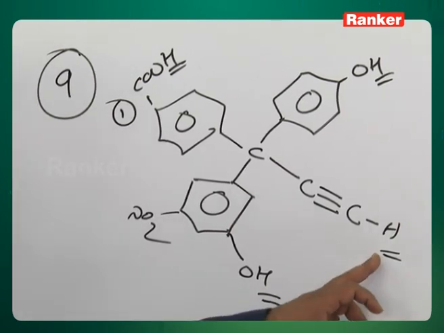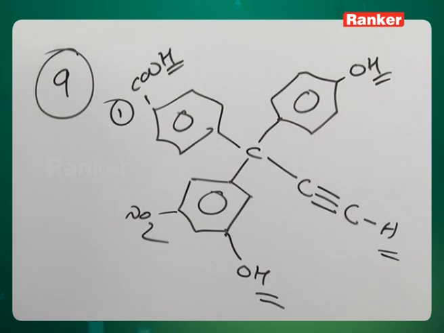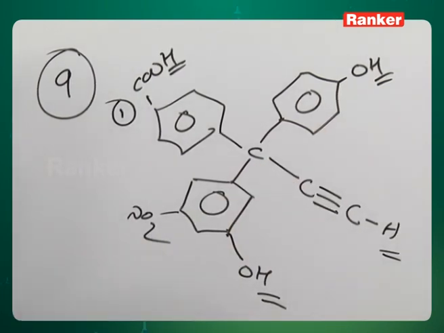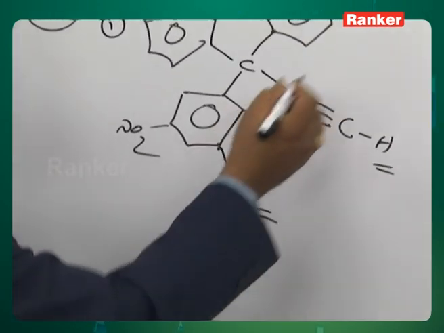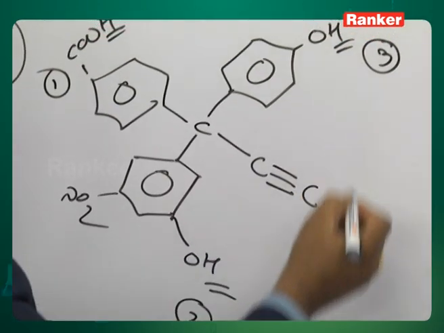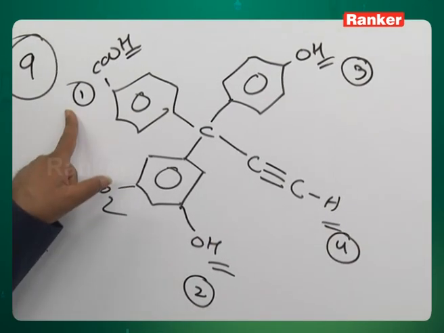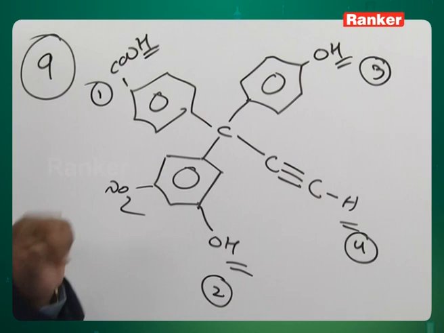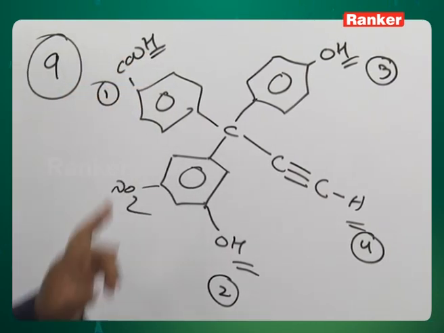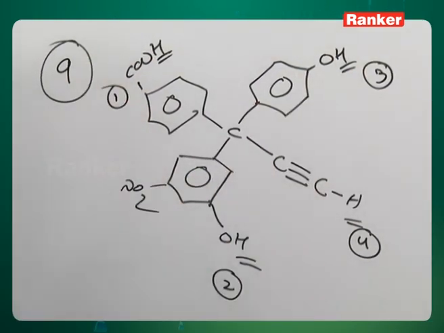Very mildly acidic. Phenols are better acids. In the phenols, one is nitrophenol, one is ordinary phenol. So the second preference goes to the nitrophenol proton, the third preference goes to the ordinary phenol, and the fourth preference goes to the acetylenic proton. If 1 mole is added, the carboxylic acid will react and you will get a sodium salt. If 2 moles are there, this and this will react. With 3 moles, the third reacts, and with 4, all will react.